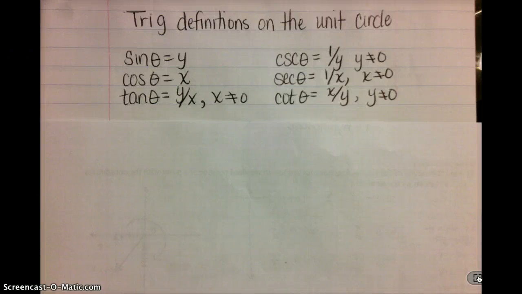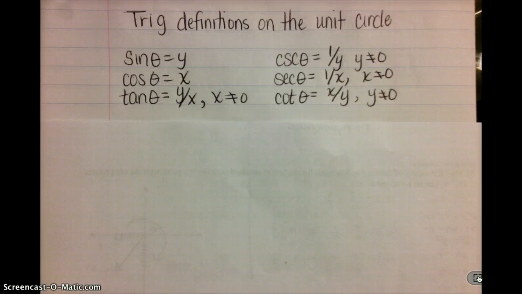But because your x is in your denominator, x cannot be equal to 0. Your cosecant, we already know, is the inverse of sine. Sine of theta is y, so cosecant is 1 over y, and y cannot be equal to 0.